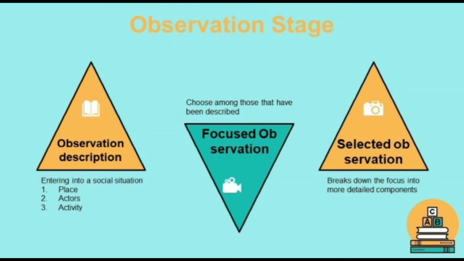Kemudian kedua yaitu focused observation, adalah observasi terfokus. Maksudnya di sini ketika peneliti telah mendeskripsikan subjek atau objek yang akan diteliti, dia harus memilih titik fokusnya yang akan diteliti di mana, begitu. Kemudian langkah terakhir adalah selected observasi atau observasi terseleksi. Ketika telah memfokuskan kepada subjek atau objek yang akan diteliti, maka peneliti menseleksi atau mendetailkan fokus yang akan diteliti tersebut.